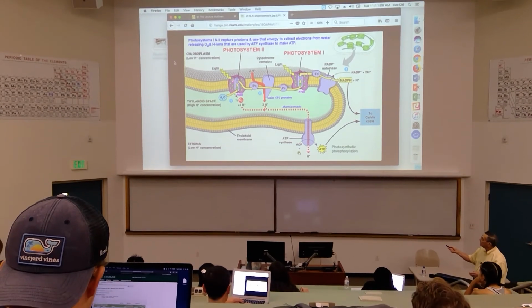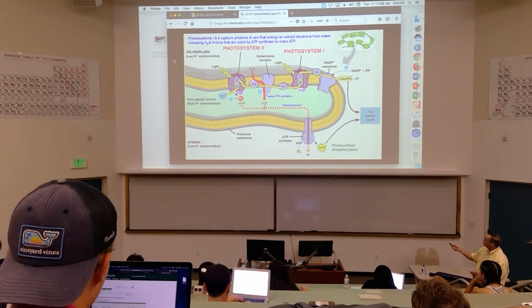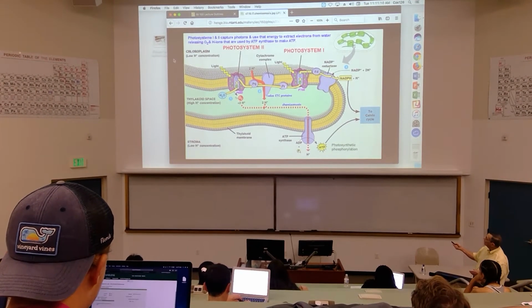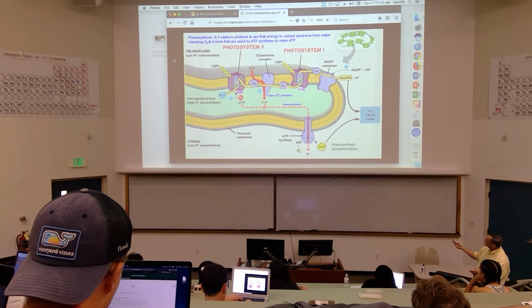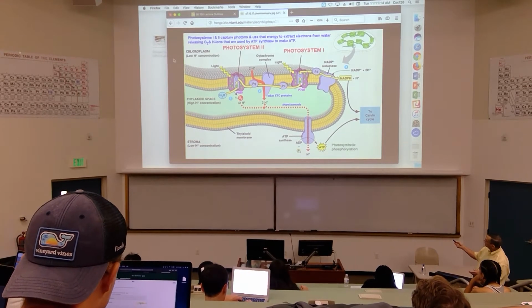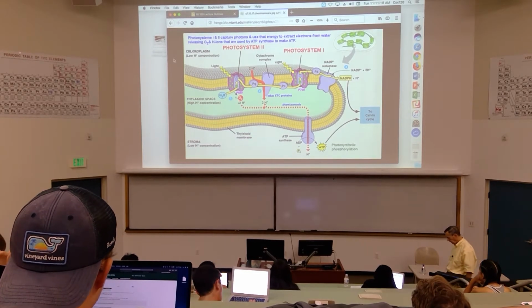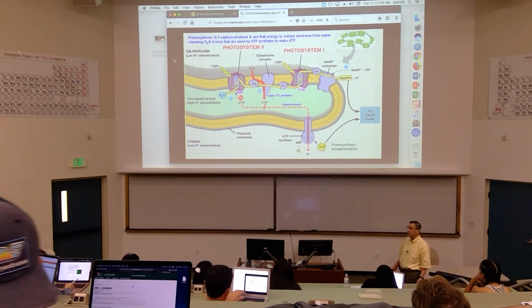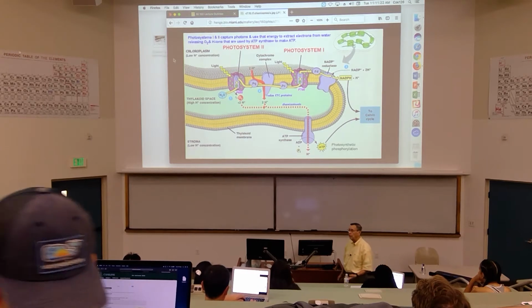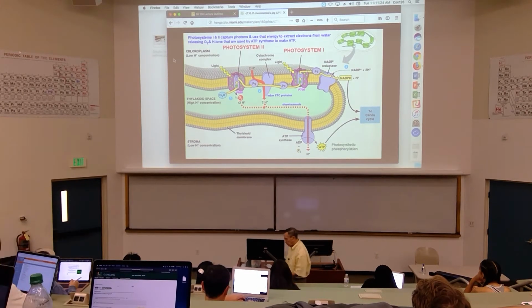If we excite this one, and it passes the electrons on down to here, it shows that at the end of the electron transfer chain, you're passing the electrons on to the next, photosystem number 1. It's called 1 because it was discovered before 2. But 2 is the initiation of the process in green plants.